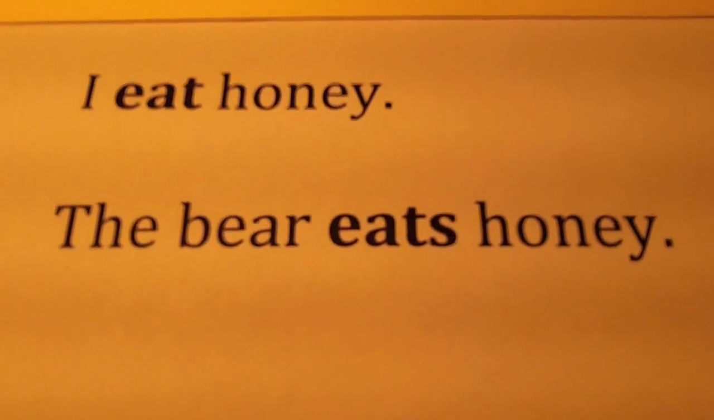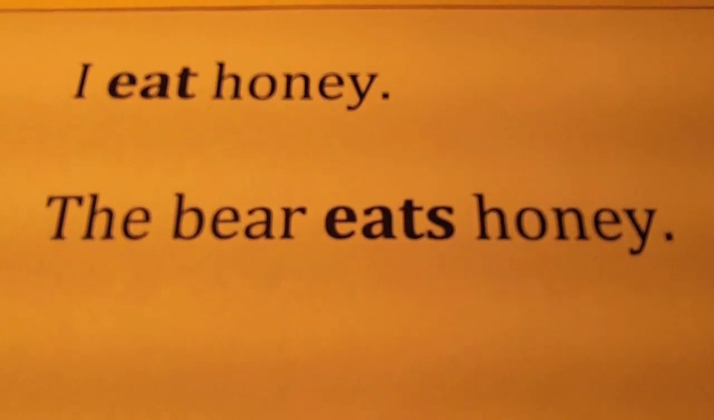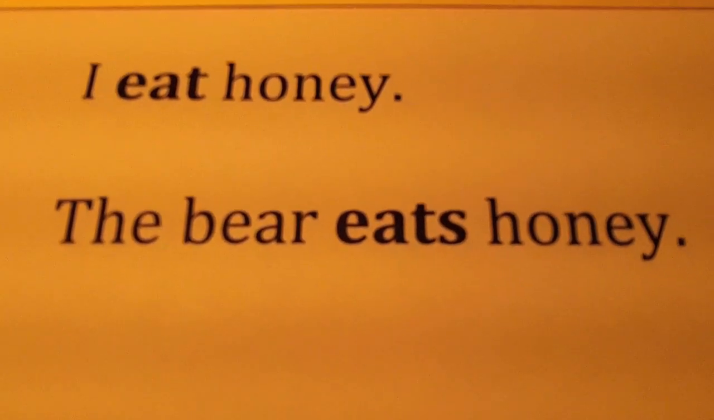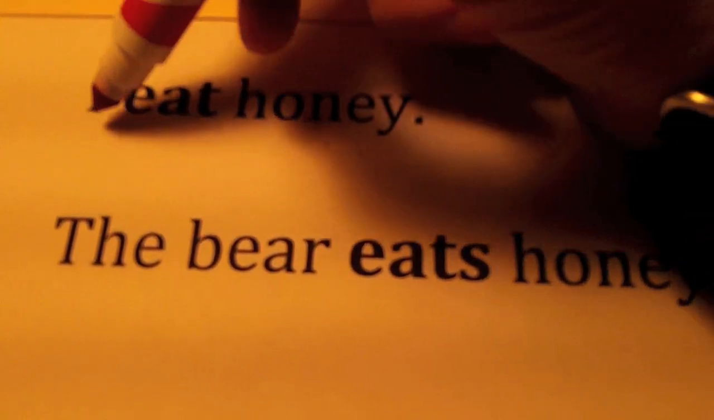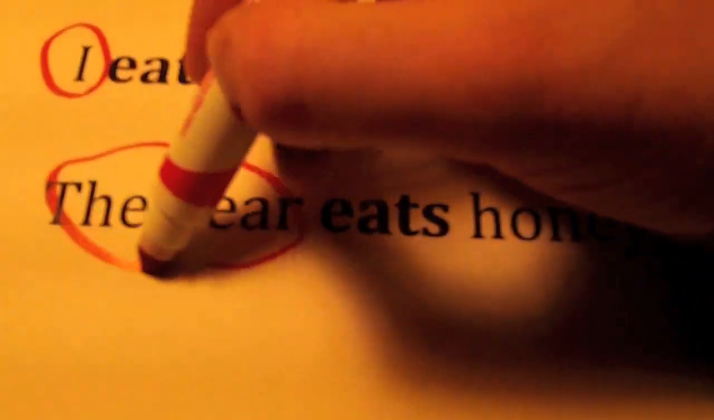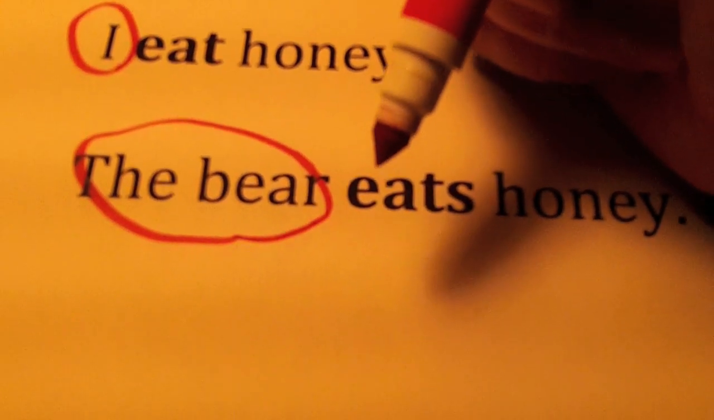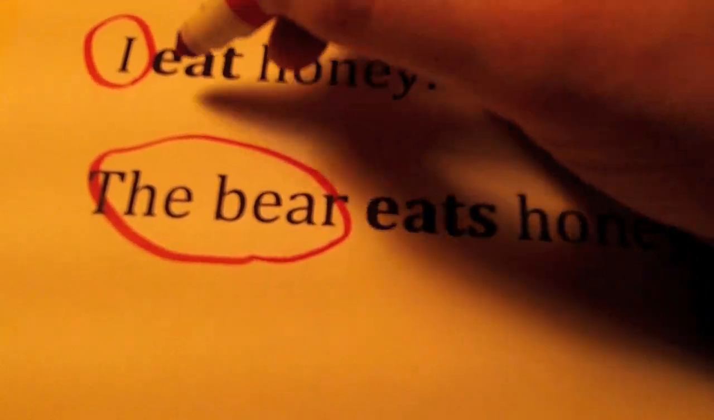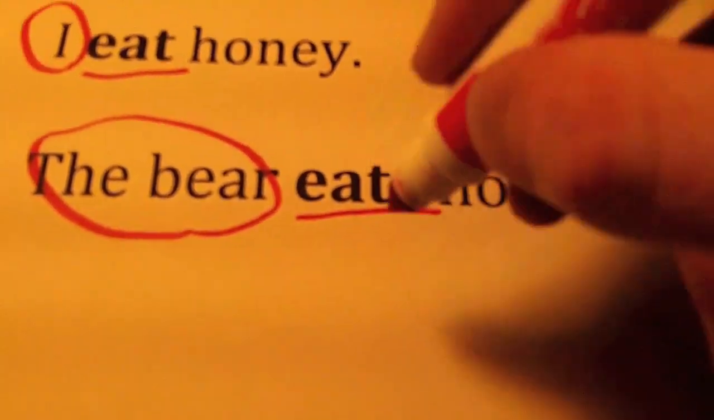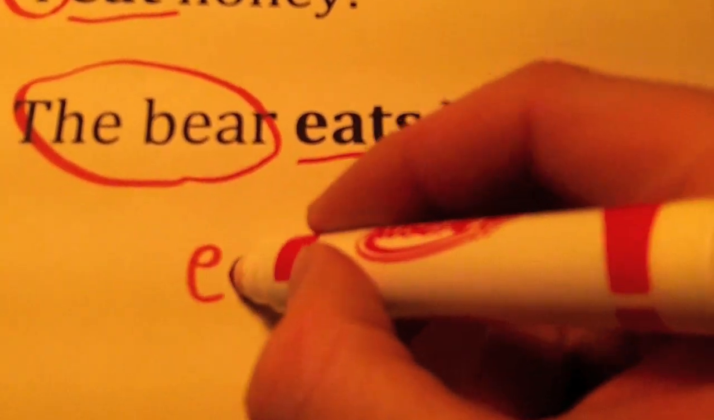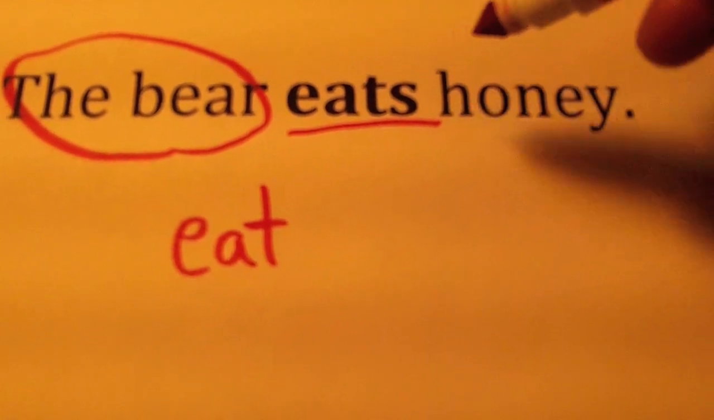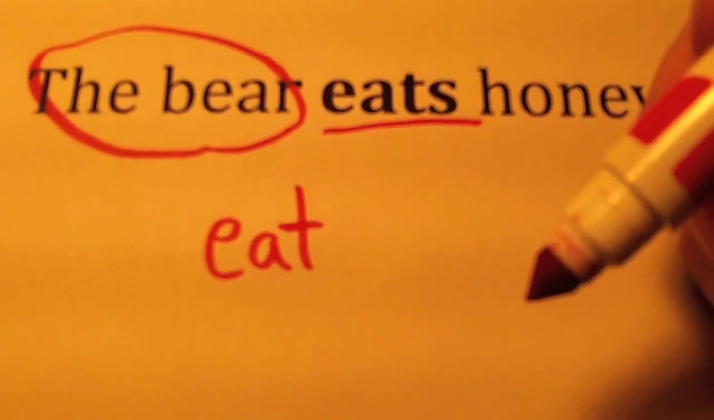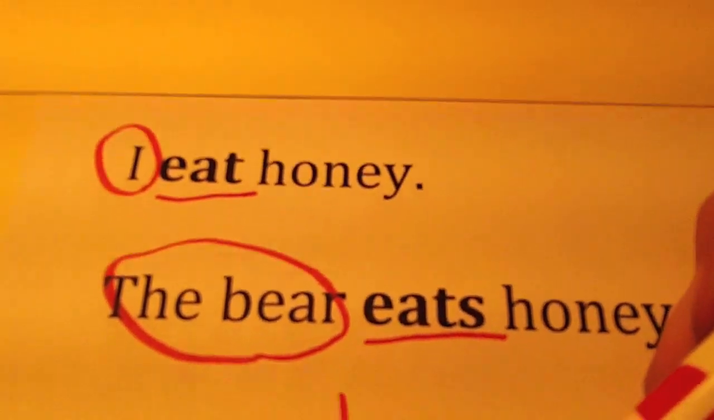Let's look at an example of conjugation in the English language. Two sentences: I eat honey and the bear eats honey. In the first sentence, I is the subject. In the second sentence, the bear is the subject or actor. The verb in both sentences is to eat. If you looked it up in the dictionary, you would find E-A-T. If you tried to look up the conjugated form with the S, it would send you back to E-A-T, the infinitive form, or the unconjugated form.